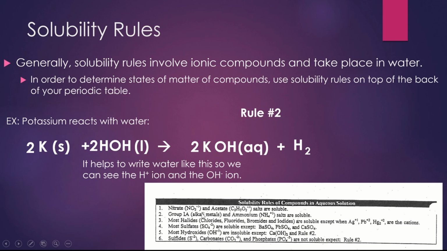Group 1A, these are alkali metals, and ammonium, NH4 +1. These salts are also soluble. Well, potassium is a group 1A alkali metal. So this is an aqueous compound. It is soluble. It will dissolve in water. Aqueous it is. All right, there we go. Rule 2 is applied. KOH is aqueous.